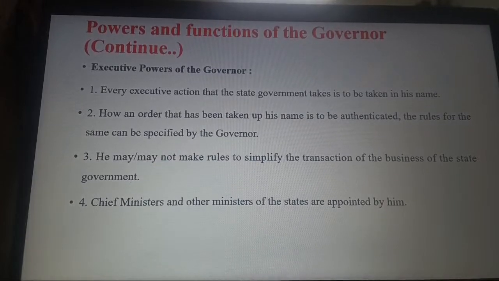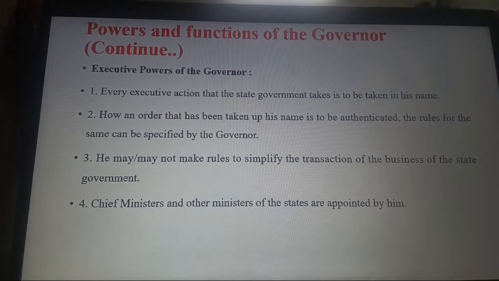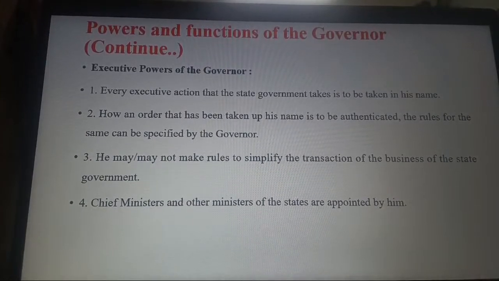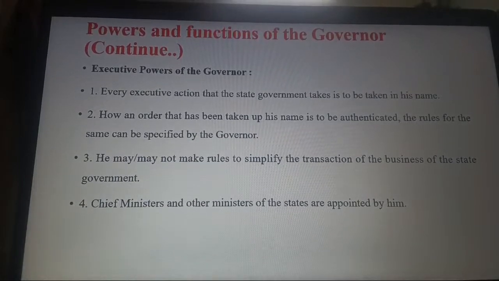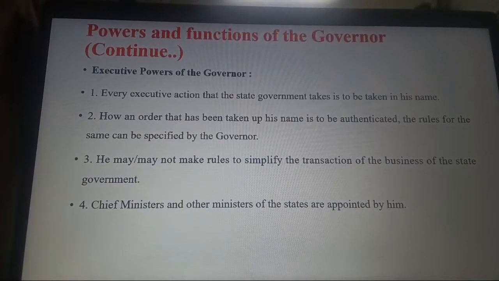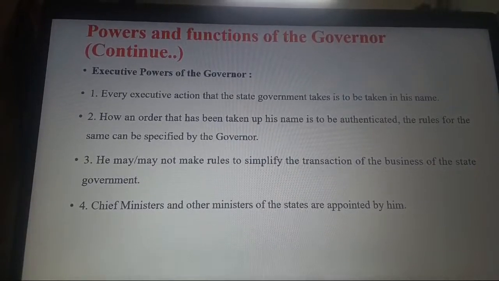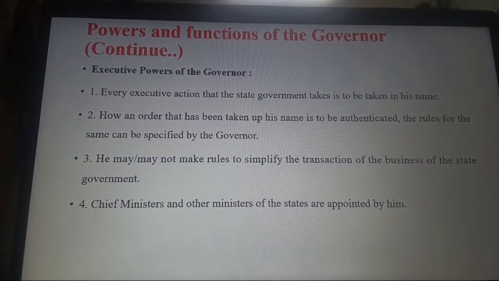Executive powers of the government. Every executive action that the state government takes is to be taken in his name. How an order that has been taken in his name is to be authenticated, the rules for the same can be specified by the governor. He may or may not make rules to simplify the transaction of the business of the state government. Chief Ministers and other ministers of the state are appointed by him.